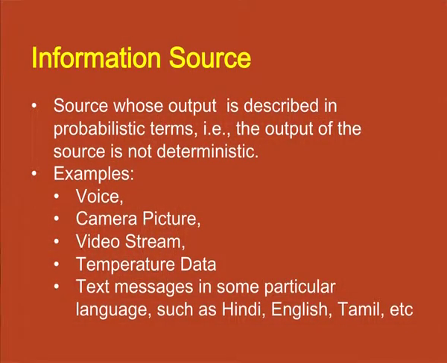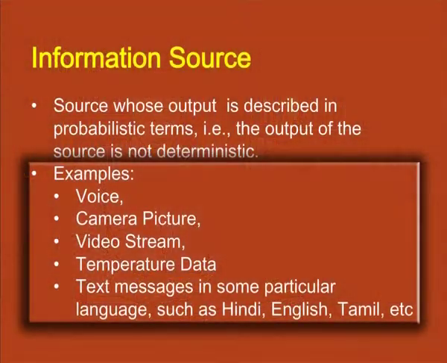The first one we will focus on is the information source. An information source is a source whose output is described in probabilistic terms, that is, the output of the information source is not deterministic. If the source has deterministic output, it will generate an average rate of information which is 0, and there is no need to describe it through an electronic communication system. The examples of information sources are voice, camera picture, video stream, temperature data or text messages in some particular language such as Hindi, English, Tamil, etc.